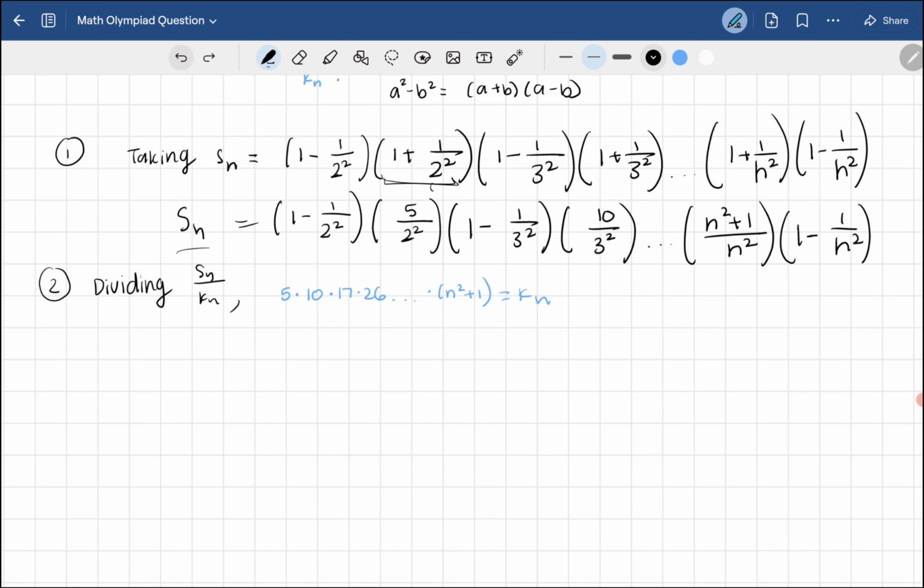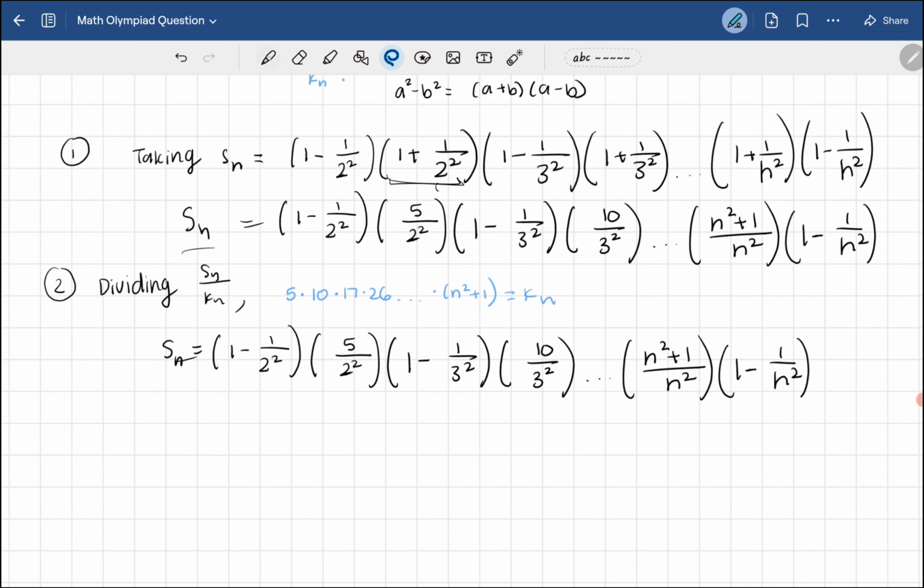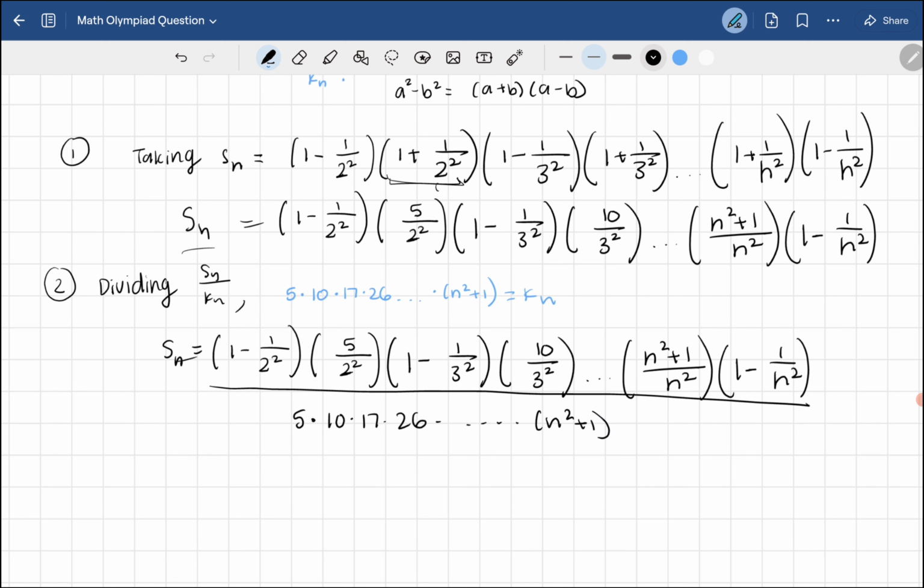So if we divide, we get Sn equals this whole thing. So I'm just going to copy this whole thing. All right, we get Sn over Kn, which is 5 times 10 times 17 times 26 times ... n squared plus 1. Now we can start simplifying.